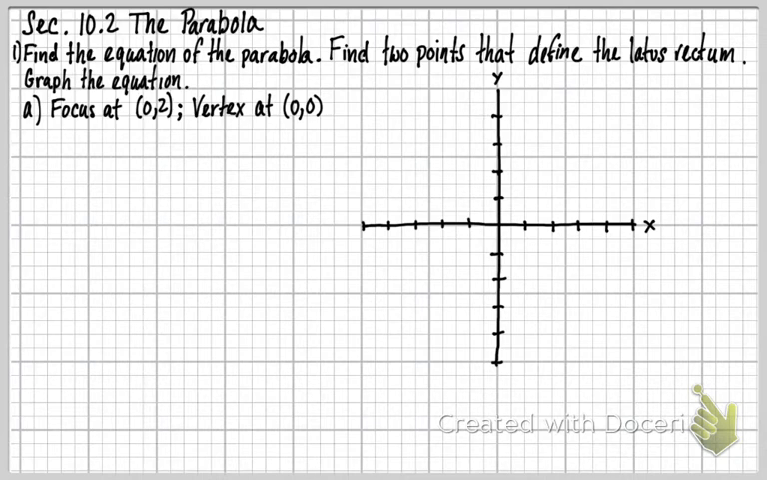Oops, I still got it on black. I'll change my color really quick. There it is. So our point's right there. So then it says our vertex is at (0, 0). So that's going to be here. All right, so there we go. Those are our 2 points.